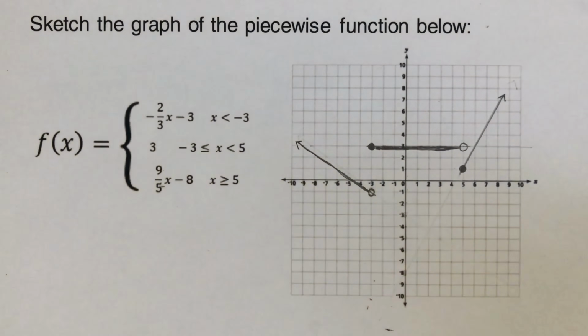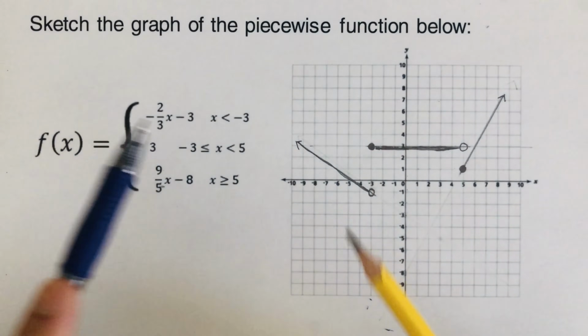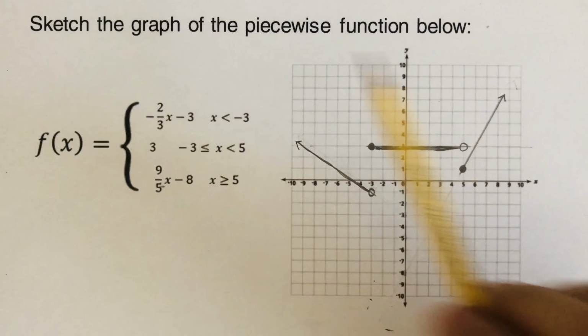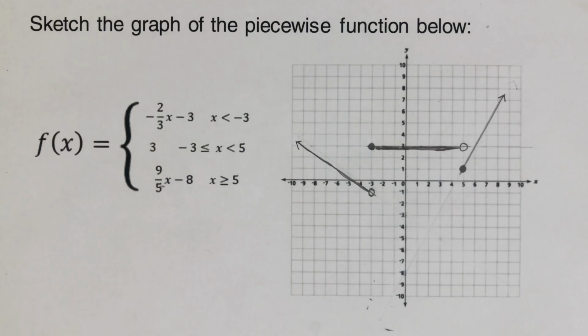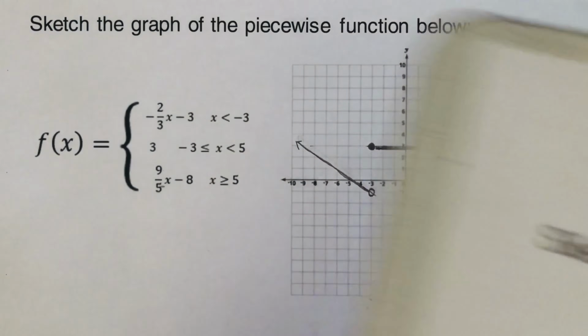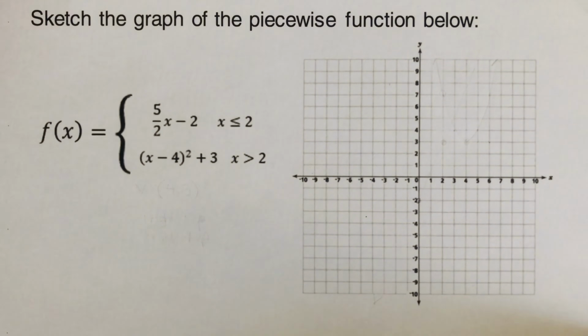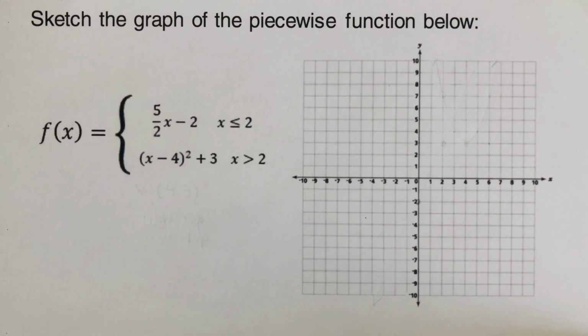So it's made up of 3 pieces. So the first piece, the second piece, and the third piece. That's why it's called a piecewise function. Let's try the last one right here. At this time, I would encourage you to pause this video and try this problem out on your own. And when you're done, unpause it and check your answer.